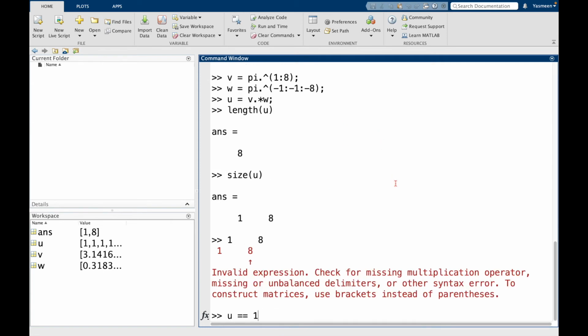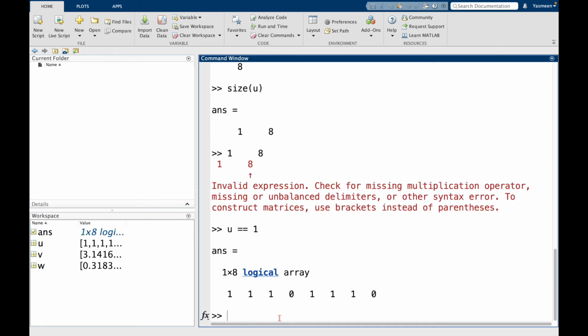Oops, let's see what's going wrong. I'm saying u double equals 1. Invalid expression. Something strange is happening. Let's see. There it goes. I think I had the 1, 8 in my command window by accident. That's fine. I really just wanted to do u double equals 1. So don't worry about this part. I think it was just an error with me mispressing some keys. But okay, let's focus on u equal to 1.